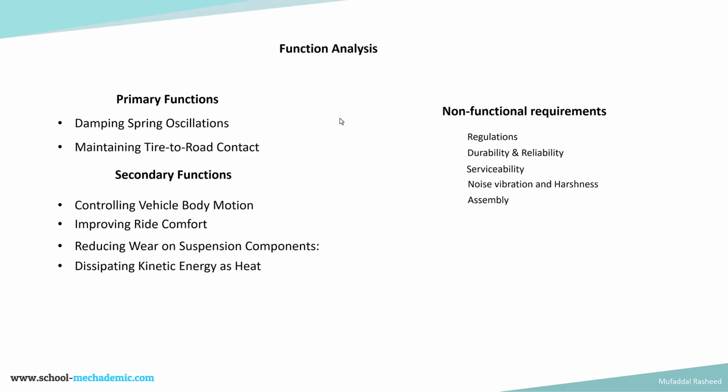So controlling the vehicle body motion is a secondary function. Improving the ride comfort is of course a part of the primary function, or we can say a secondary part of the primary function, which is damping oscillations, improving the ride comfort. Reducing wear on suspension components is also a secondary function, and dissipating kinetic energy as heat is also a secondary function. As we have seen earlier, the damper, when it works, gives out heat, and that heat has to be dissipated. The kinetic energy of oscillation is converted to heat. So that's the secondary function.